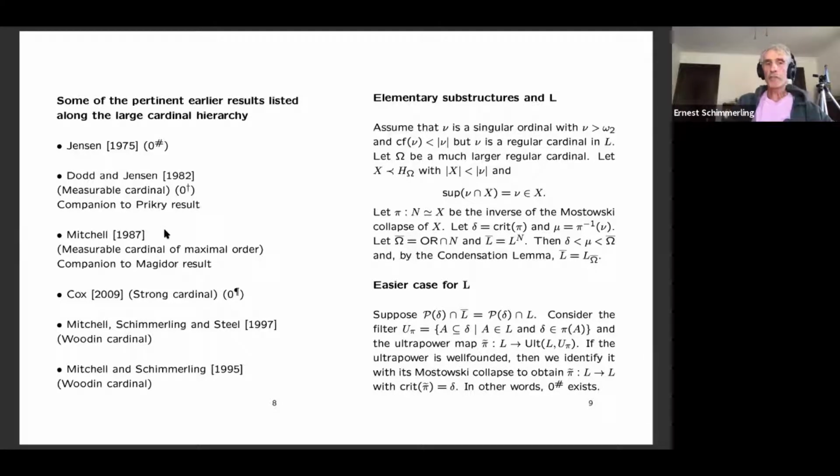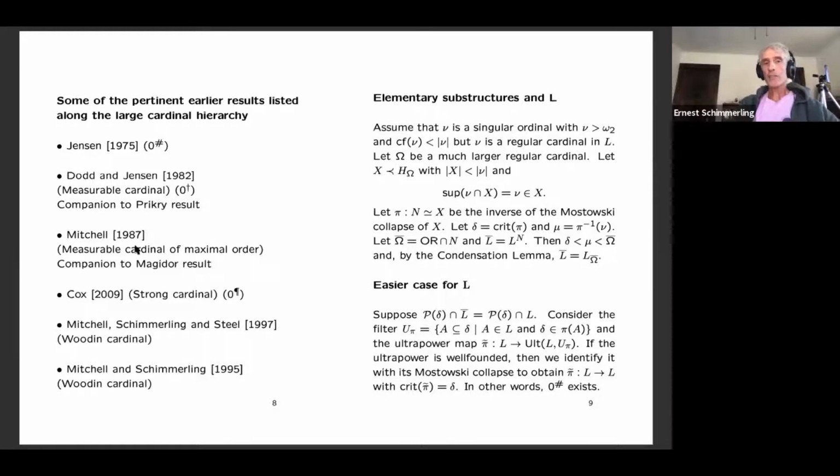And then, directly motivated by the Mogador result, which was earlier, Mitchell extended the Dodd-Jensen result to K under the assumption that there's no inner model of ZFC with a measurable of maximal Mitchell order. He gets exactly the result that the two of us proved more recently, and I stated under that more restrictive hypothesis.